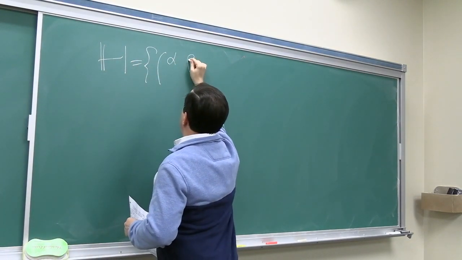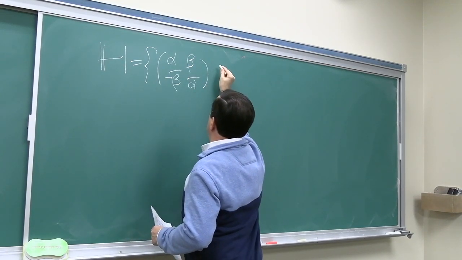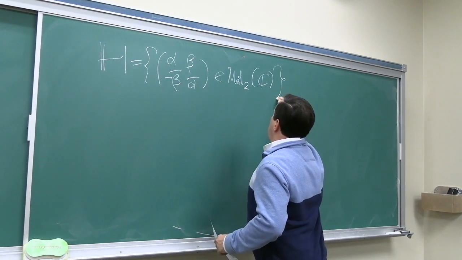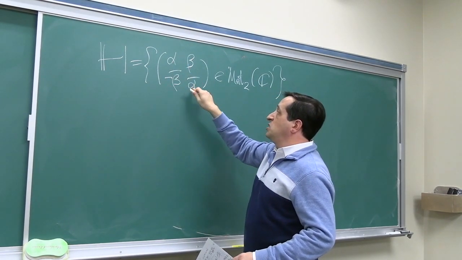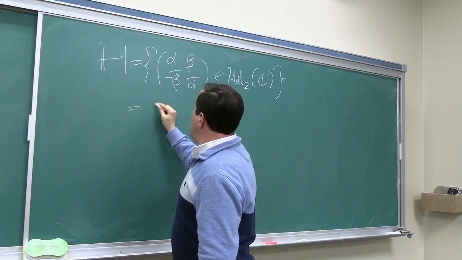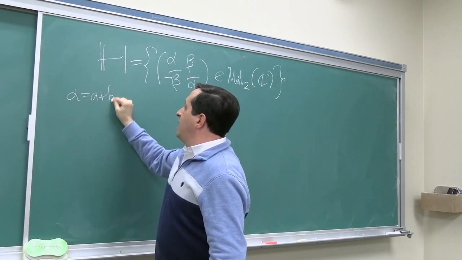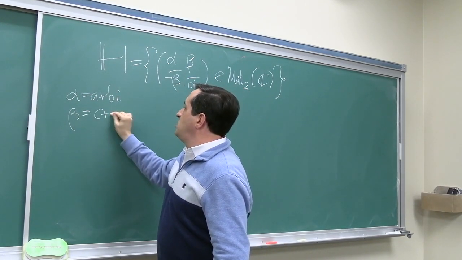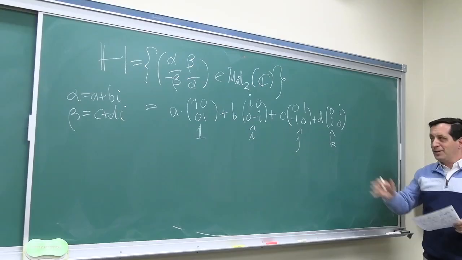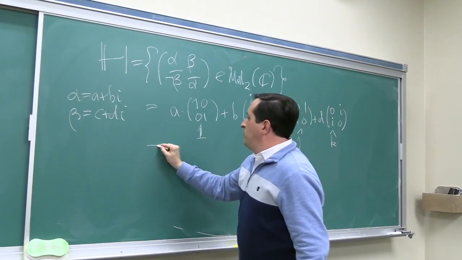So this is the collection. It can be realized in several different ways, but this is the collection of 2 by 2 complex matrices having this form: alpha, beta, minus beta bar, alpha bar. Now if I write alpha as a plus bi and beta as c plus di, then we get the basis 1, i, j, k.